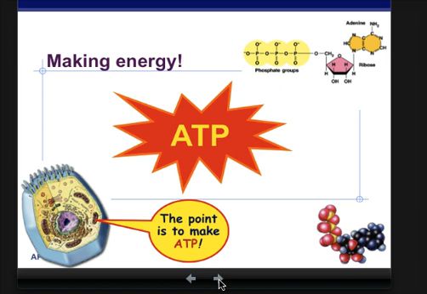Right? So remember that we're talking about mitochondria breaking down nutrients in order to make ATP and the cell needing to use ATP. So we're going to talk about what makes ATP so usable as an energy source.